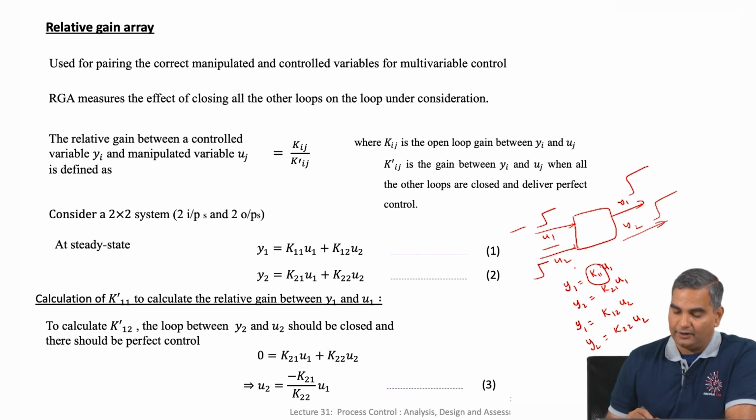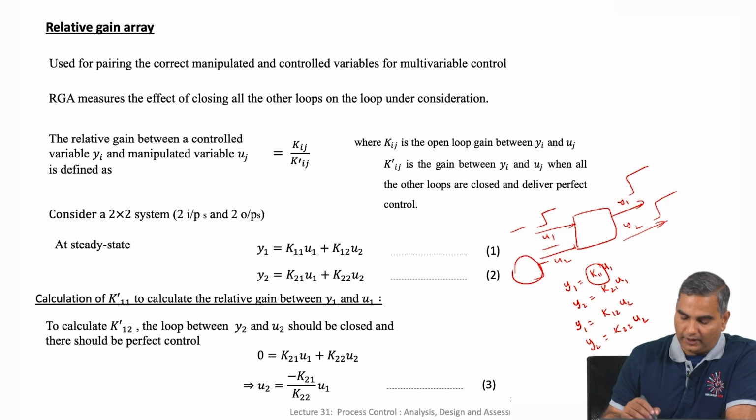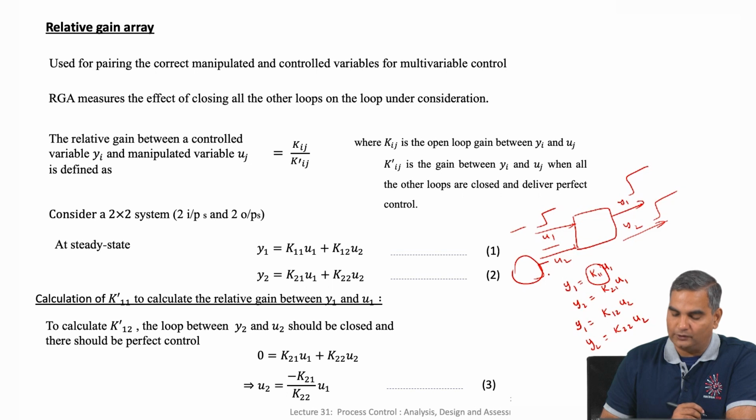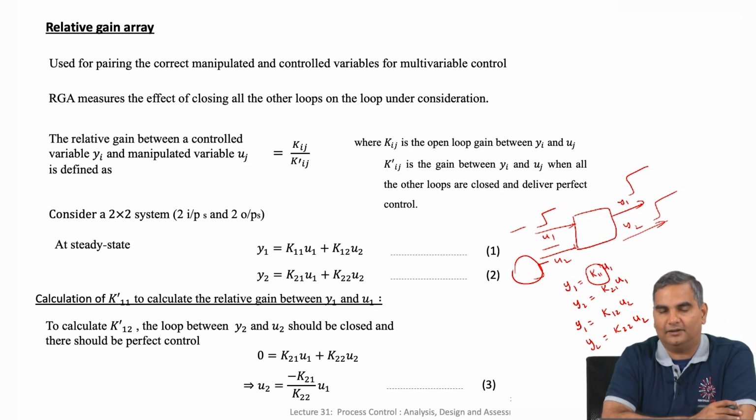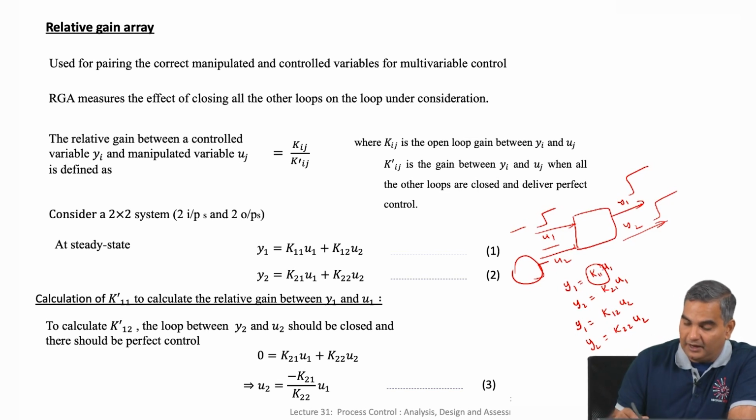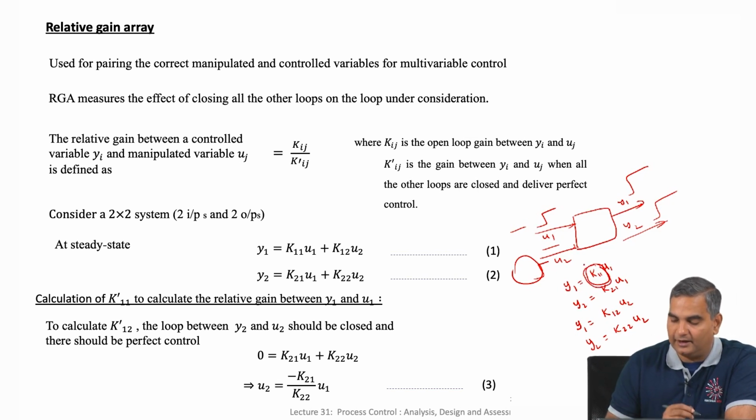Supposing I were to close the other loop, that is, I already have a controller in place between y2 and u2. Now, if I change u1, what will happen to y1 is an interesting question to ask. Would the same gain be there, or will the gain be different?